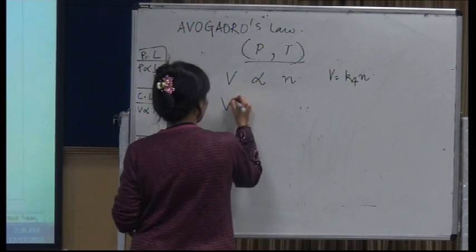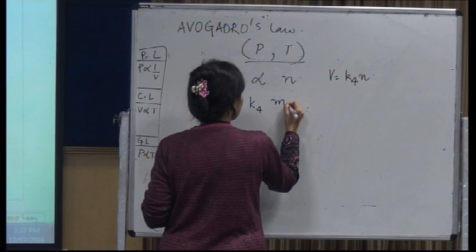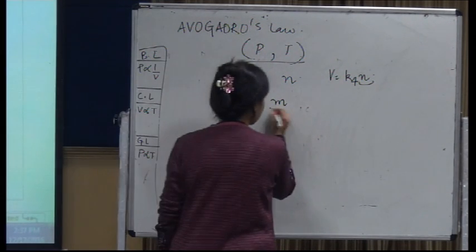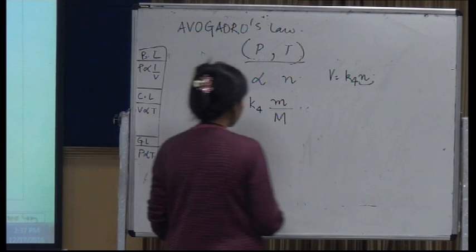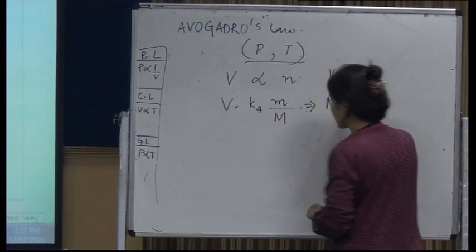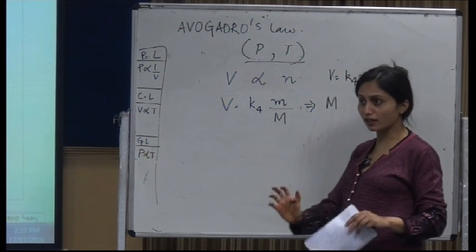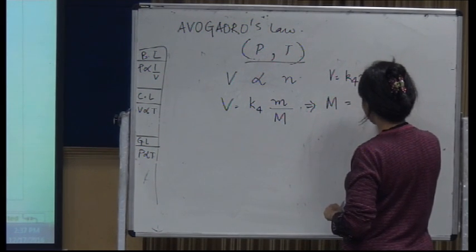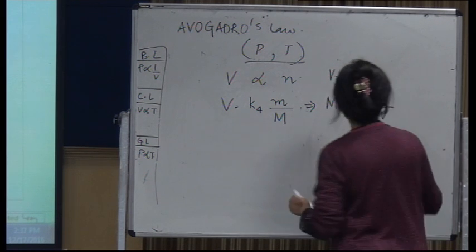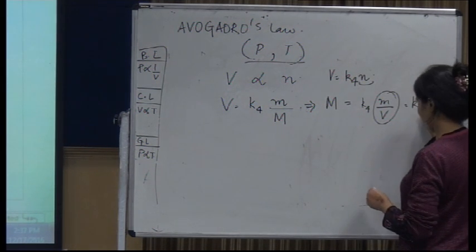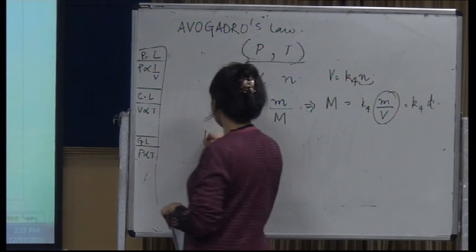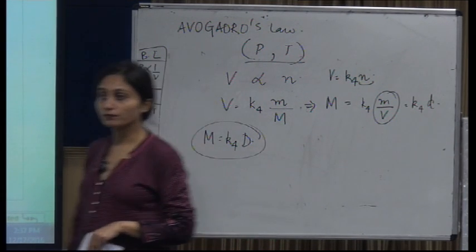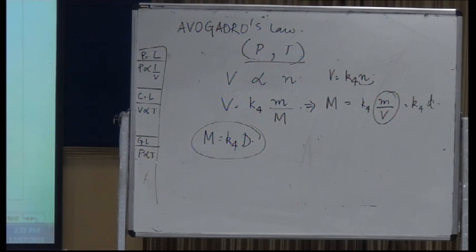And from here, V is equal to K4 N. What is this N? It is the amount of gas, that is number of moles. What is your number of moles? Given mass upon molar mass, right? This is equal to given mass upon molar mass. This implies that molar mass is a constant generally for a particular system, carbon dioxide, nitrogen dioxide, any gas. So molar mass is equal to K4 into M upon V. And what is your M by V? That is K4 into D. So again we got a relationship that your molar mass will be directly related to the density of the system.